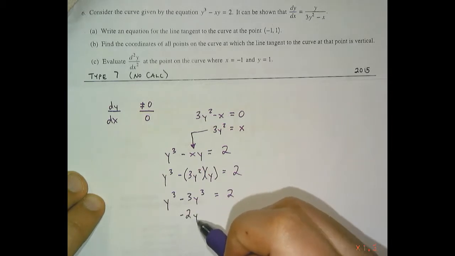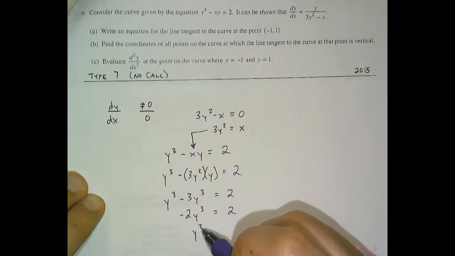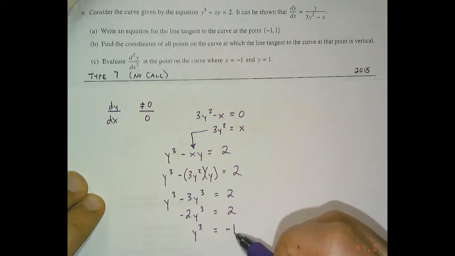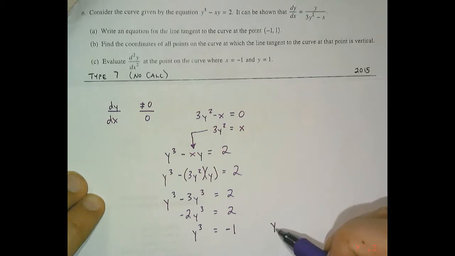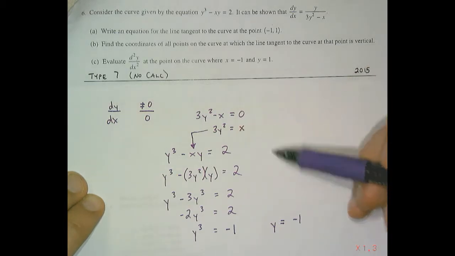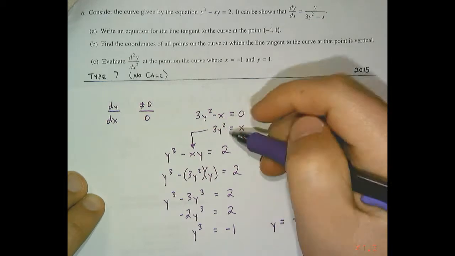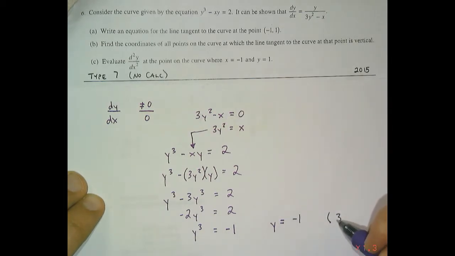Negative 2y cubed equals 2. y cubed equals negative 1. And we get the coordinate y is equal to negative 1. Now that's just the y part of the coordinate, so we also have to figure out what the x coordinate is. Well, that's going back to our relationship between x and y. So at the point 3, comma, negative 1.